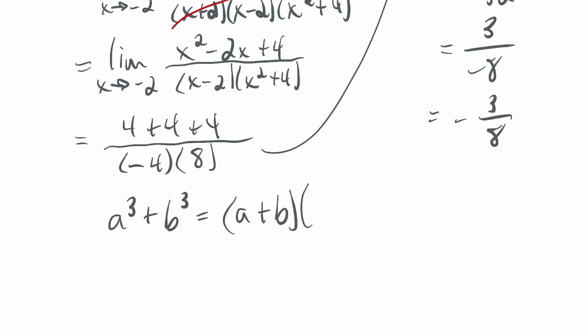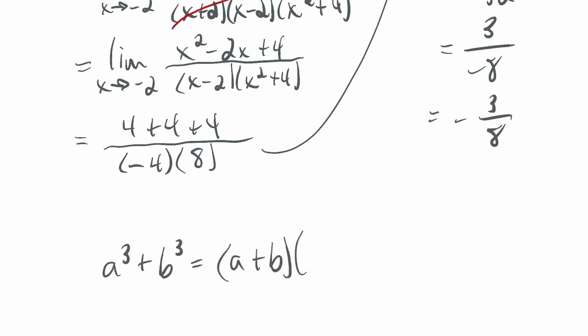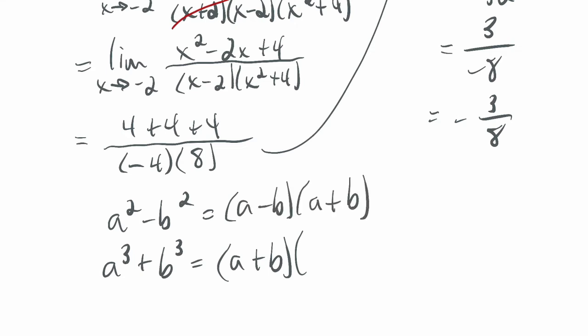Well, you know what? Let's do the familiar one first. A squared minus b squared is always going to factor as a minus b times a plus b. That's one that you probably know, because you've probably seen it enough. A squared plus b squared does not factor, unless you want to use complex numbers, and we're not using complex numbers in Cal 1. So it just doesn't factor.